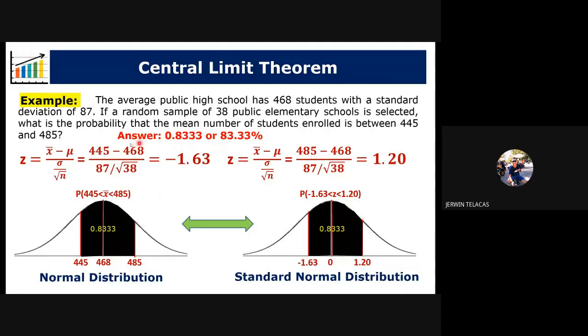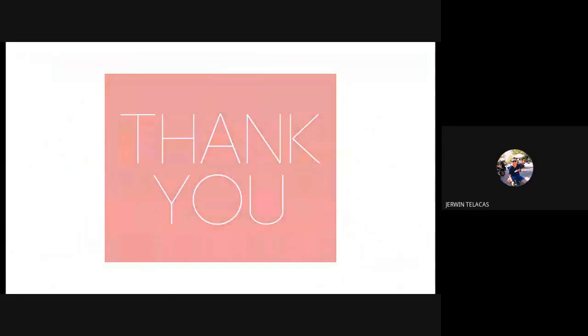And of course, the probability that the mean number of students enrolled is between 445 and 485 is 83.33%. So yan yung probability. Yan yung chance na pagkukuha ka ng 38 public elementary schools, ang probability niya na ang mean nila or number of students is between 445 and 485 is 83.33%. Is that clear? Yes, sir. Okay. Do you have questions? None, sir.